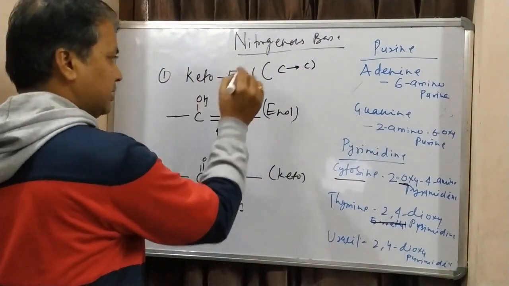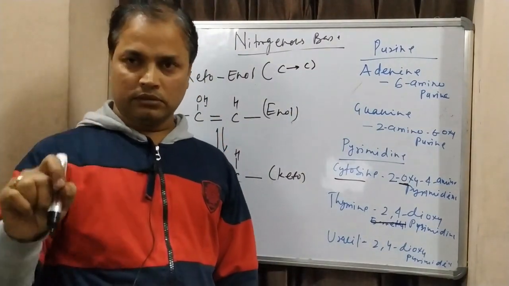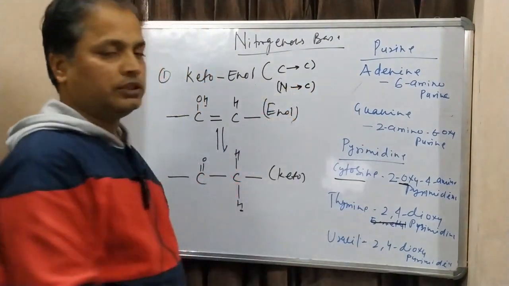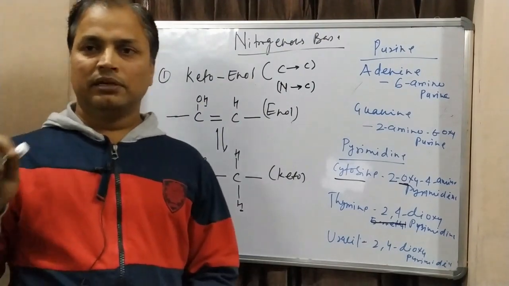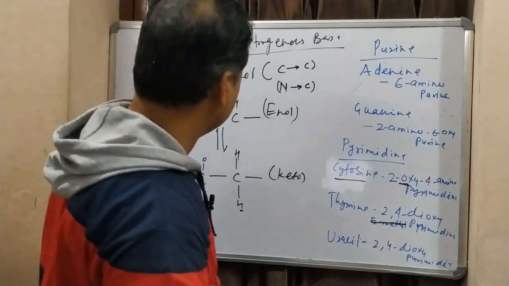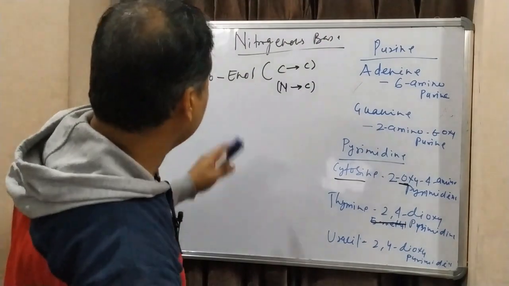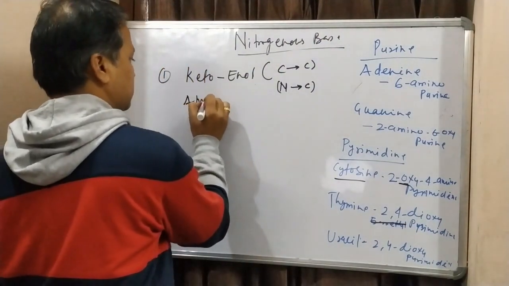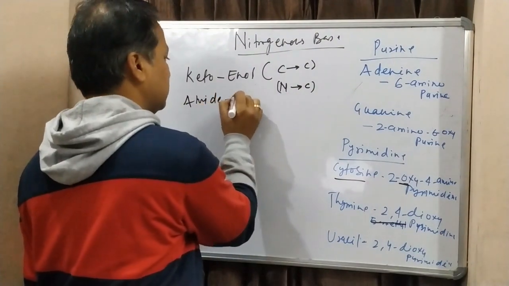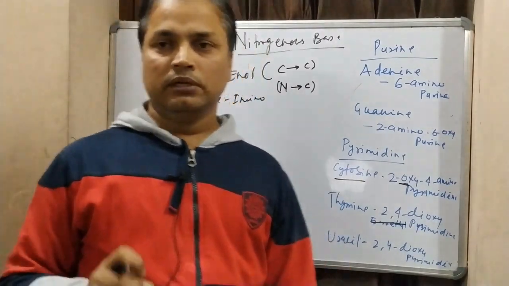If we have a similar type of thing, it will be from nitrogen, where hydrogen will be transferred from nitrogen to carbon. I will show you the structures. So that is called amide or amine, imidic forms. If the same thing is there, it is amide plus imino forms, imidic forms.